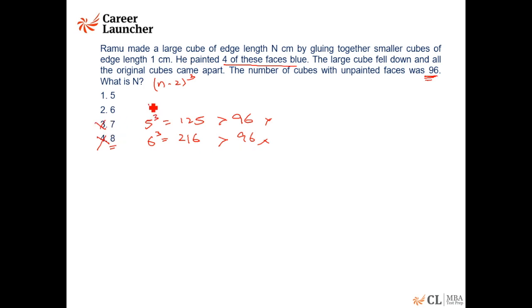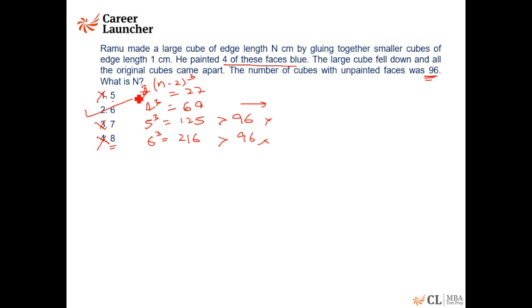6 means 4 cube, 64, possible. 5 cube means 3 cube, 27, not possible. Why? Look at it this way. If you have 5 into 5 into 5, 3 cube are inside. How many more will you be able to add from the surface? Not too many. You'll probably get stuck somewhere around 35, 40. So my answer can only be 6 in this particular case.